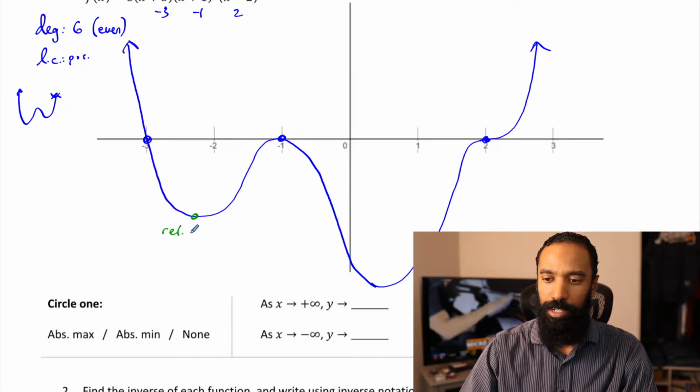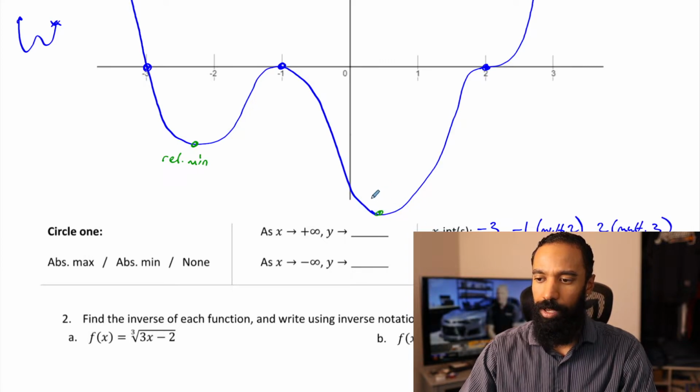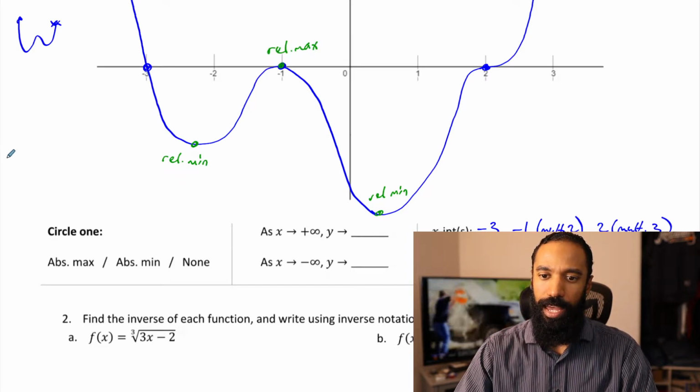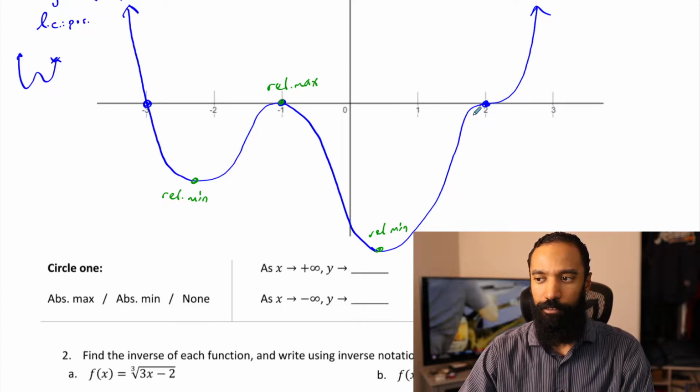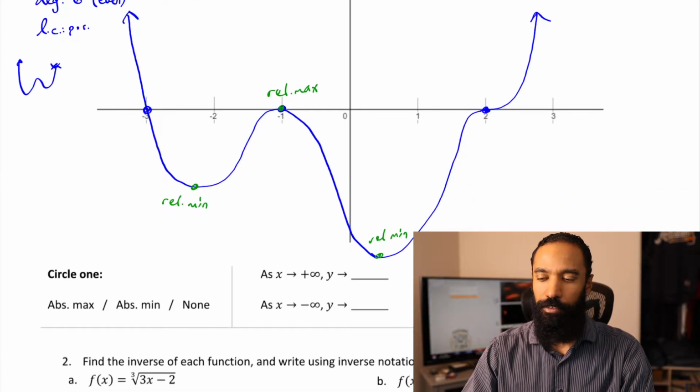Here's a relative min. They're also called local mins, local maxes. Here's a relative min. Here's a relative max where it tops out there. And this is neither a min nor max right there. It never changes direction. It flattens out and curves right back up. So that's neither. And that's it for relative mins and maxes.